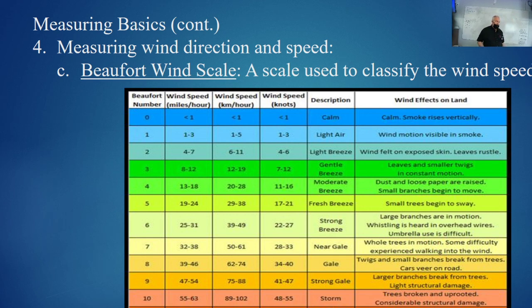Okay, the wind speed, 0 is less than 1. On one scale, 1 is 1 to 3 miles. 2 is 4 to 7. Now, like I said, they change a little bit on your scale on your notes, but this is the gist of it. So you can go across: less than 1 for the wind speed in knots. It's a calm description.